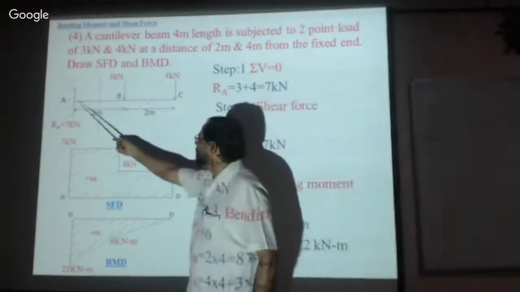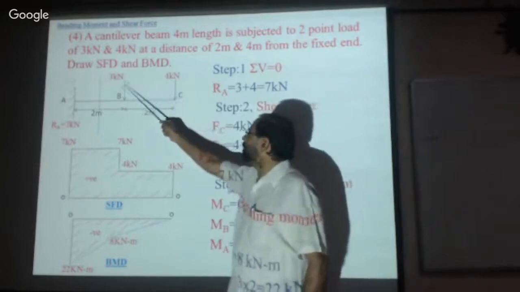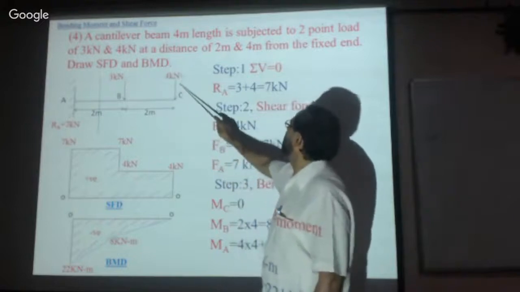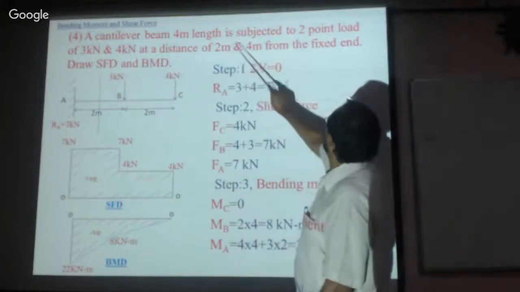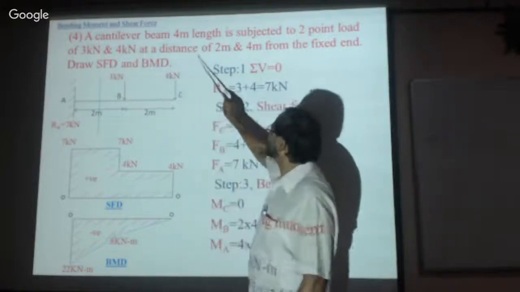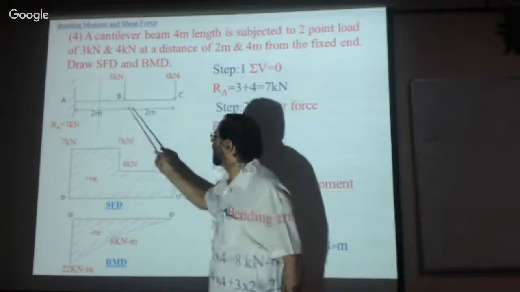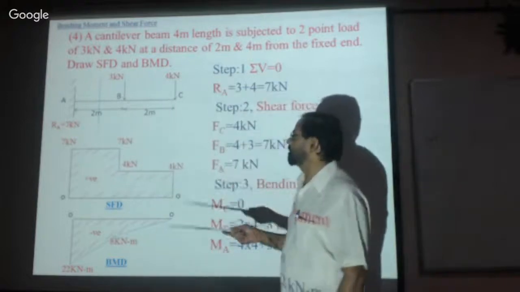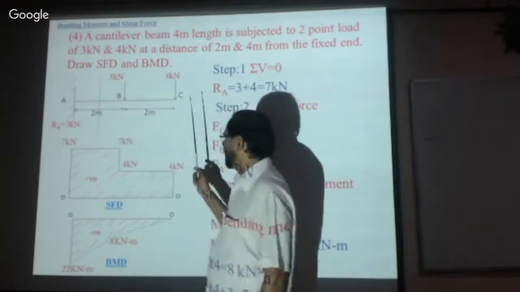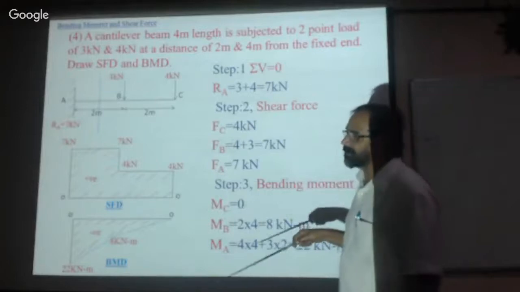A cantilever beam 4 meter long subjected to 2 point loads. One is 3 kN, the other one is 4 kN, at a distance of 2 meter and 4 meter from the fixed end, from here to here, 4 meter. For this, again, follow the same procedure, same method.